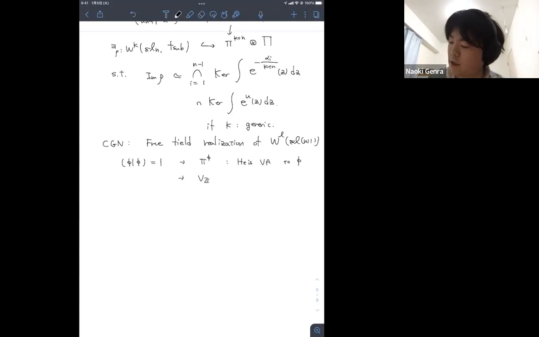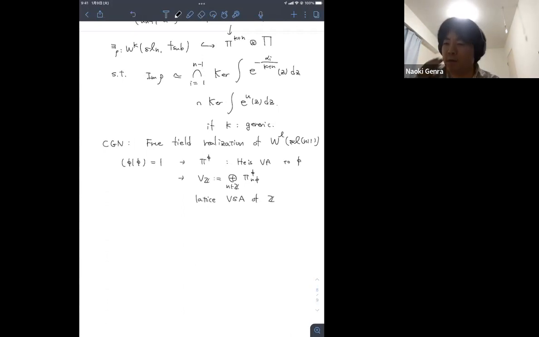And then we can define V_Z, just a direct sum over n of Pi phi, tensor e^{n phi}. This is called a lattice vertex superalgebra, the vertex superalgebra of lattice Z. Okay. The definition is the same: n phi maps to e^{n phi}(z), and then this satisfies the vertex superalgebra structure. And we define the parity of n phi to be just n. If n is odd, this is odd, and if n is even, then this is even.